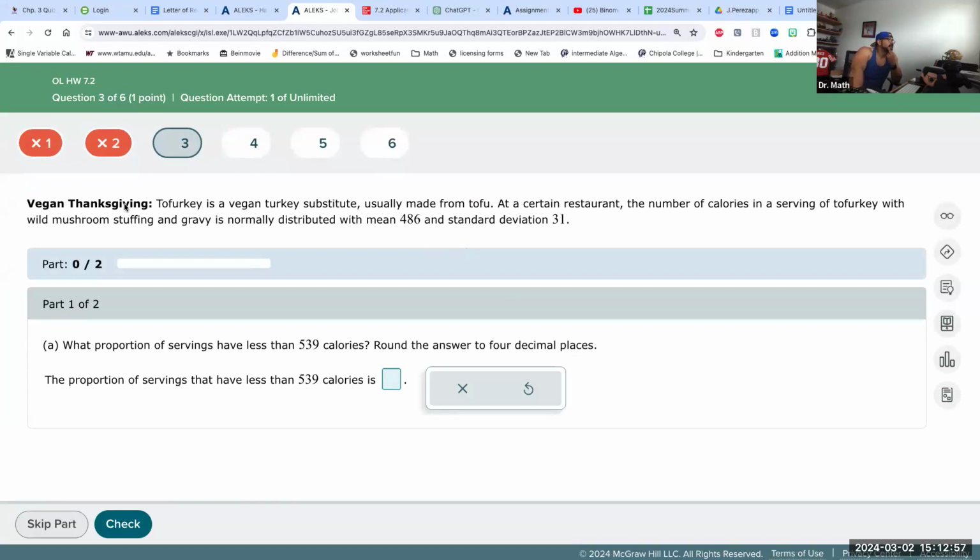So let's look at this. Vegan Thanksgiving. So we got tofurkey. Tofurkey is a vegan turkey substitute, usually made from tofu, at a certain restaurant. The number of calories in a serving of this with wild mushroom stuffing and gravy is normally distributed with a mean of this and a standard deviation of this. And you might be wondering, what are they even talking about?